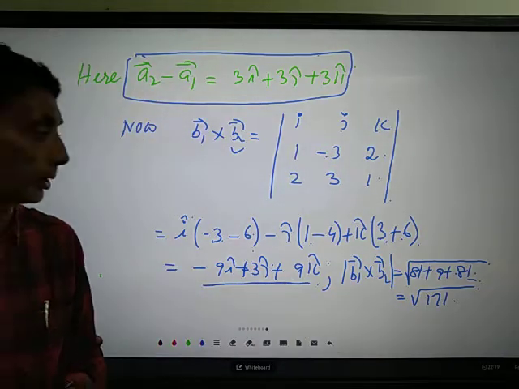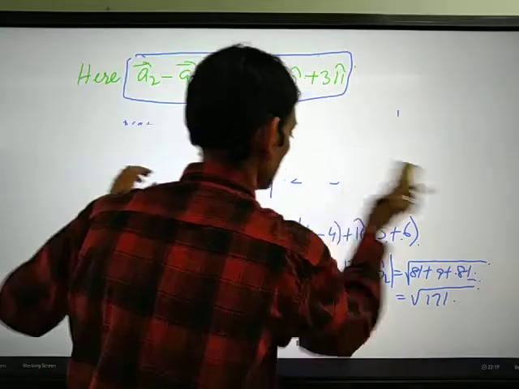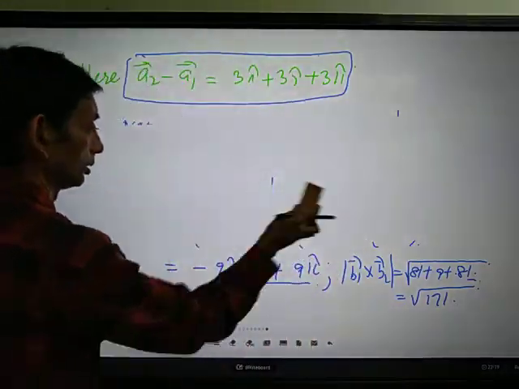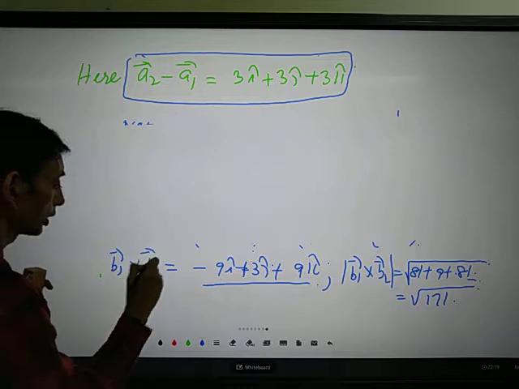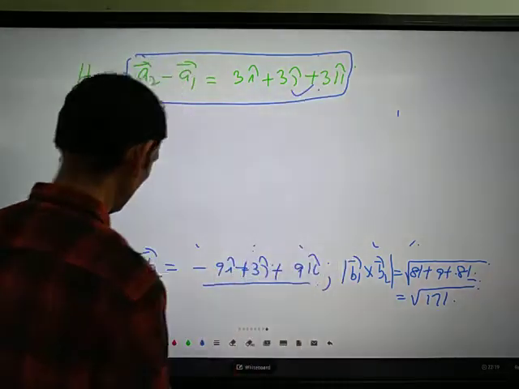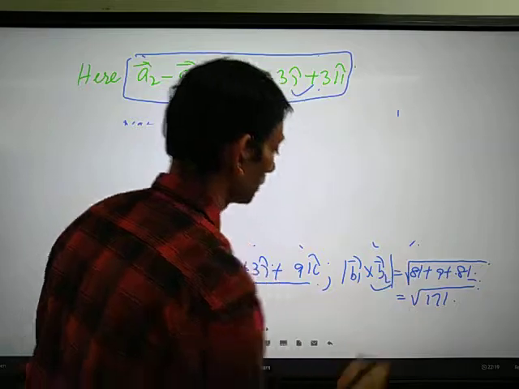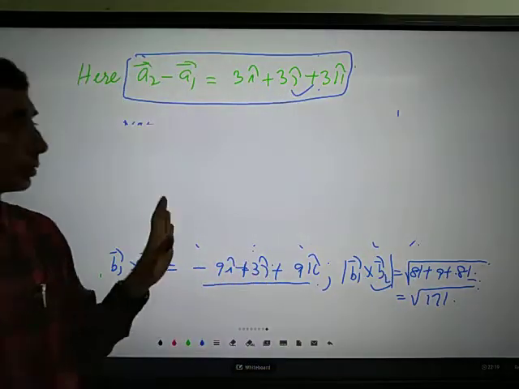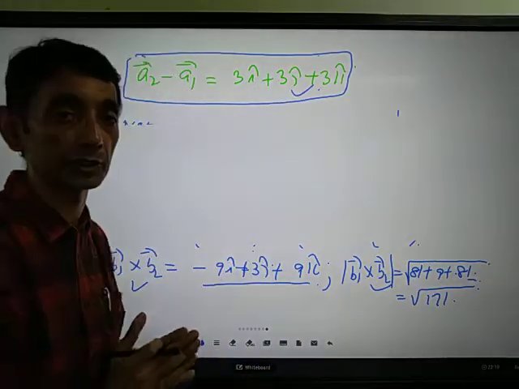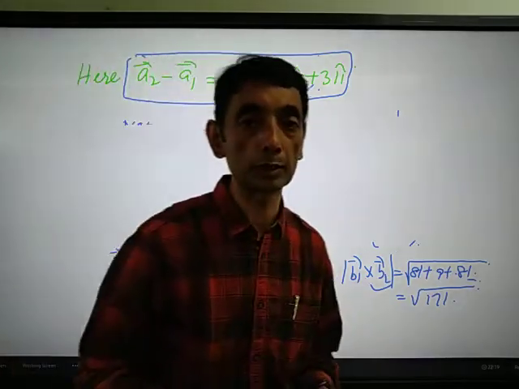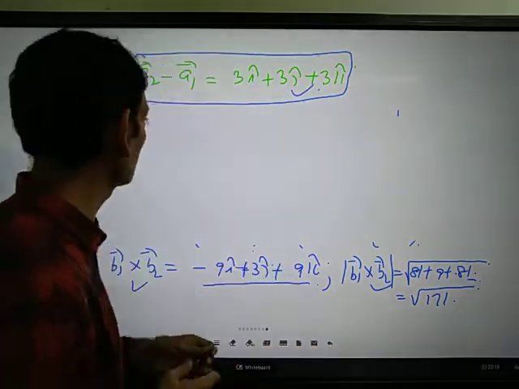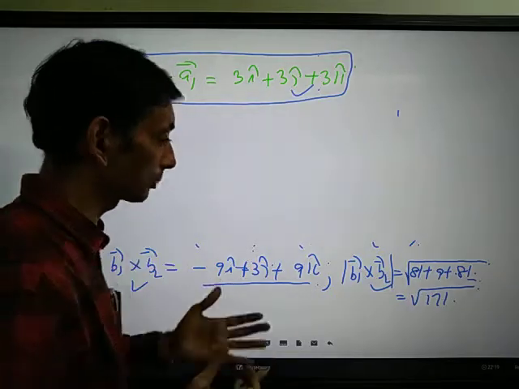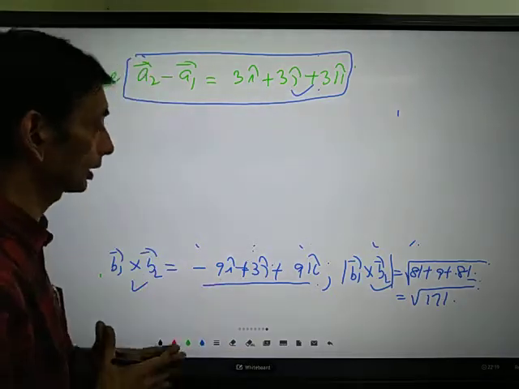So let's use the formula now. We got all the terms, B1 cross B2 and the mode of B1 cross B2. We need to calculate only this much to get the shortest distance between two lines. It's a very important question for exams. The type of these questions are very important.